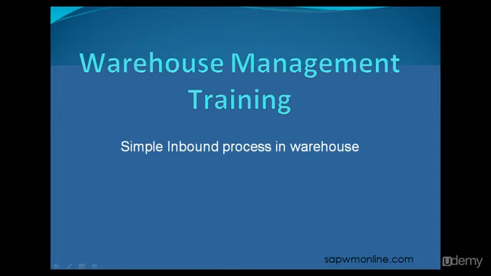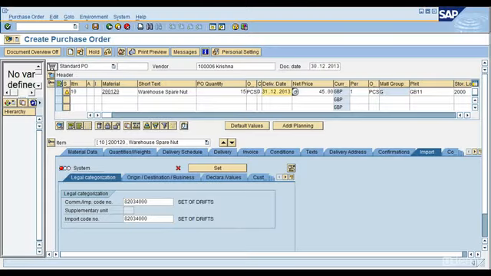Hi, in this session I will demonstrate a simple inbound process in a warehouse managed storage location. So I am making a purchase order for material 200120, which is going to be received in a warehouse managed storage location 2000. So my purchase order is for quantity 15.